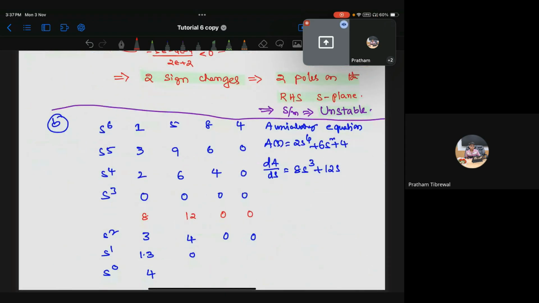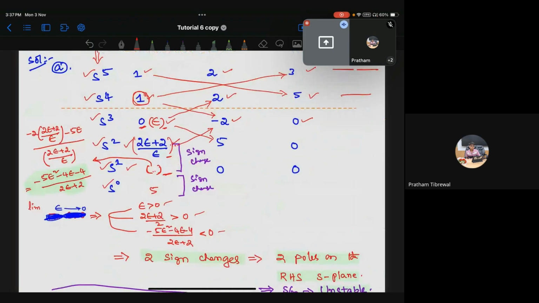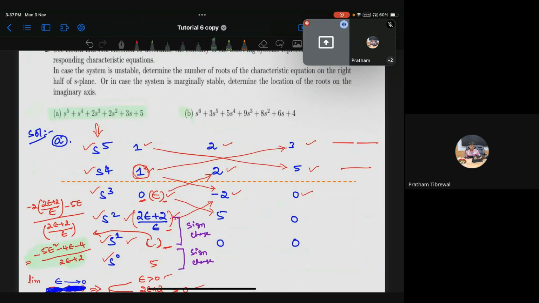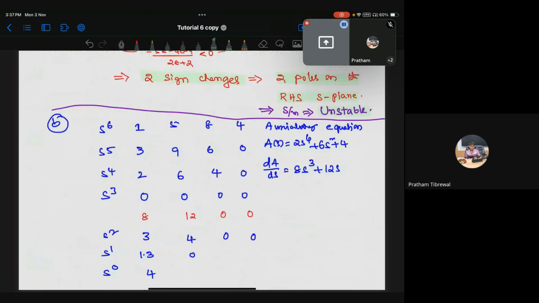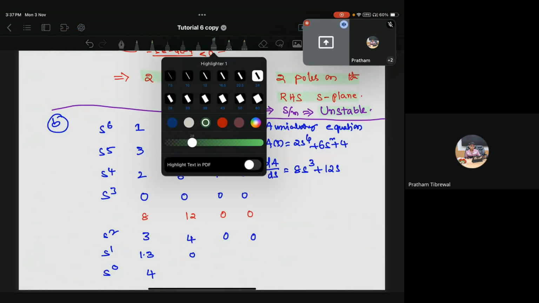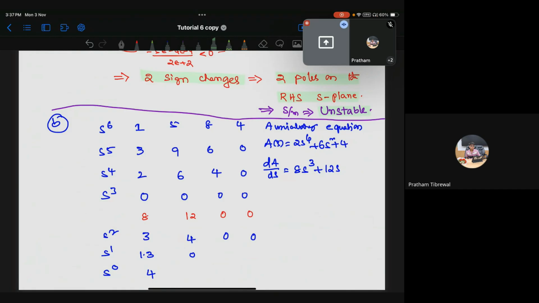Next, special case two. Again, an expression is given to you. You put the terms in the first column: s power 6, s power 5, s power 4, s cube, s square, s power 1, s power 0. Then put all the coefficients in two rows. Is there any doubt here?